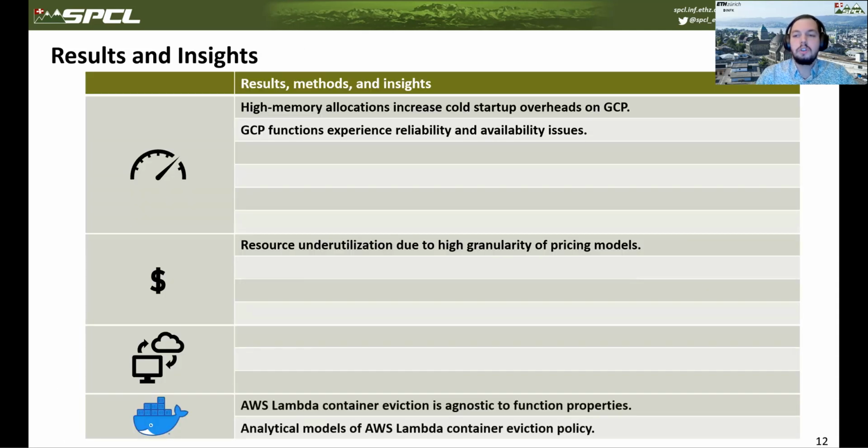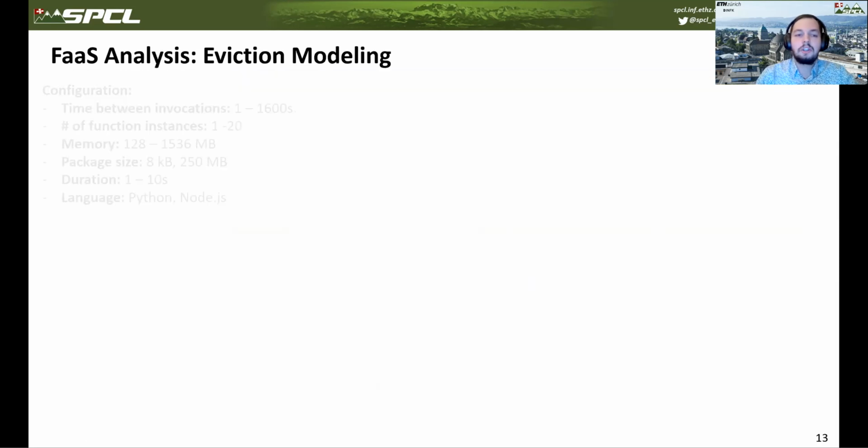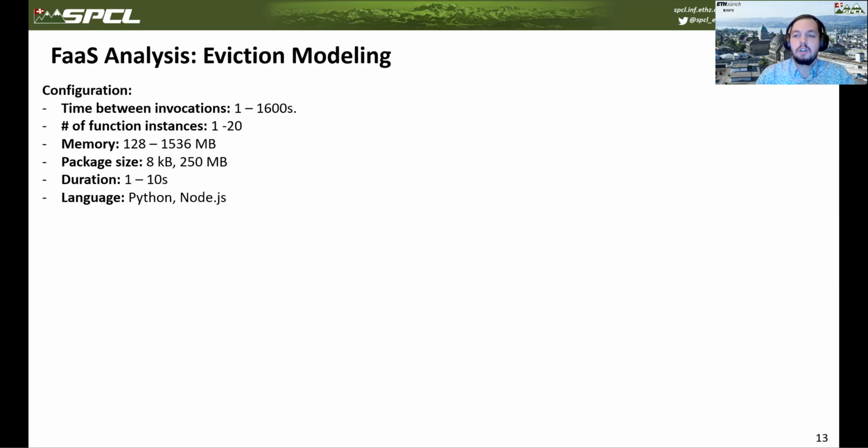As a final result, we discussed the eviction policy of containers of AWS Lambda. And here we simply invoke our functions with a given number of invocations. The invocations are concurrent, so they always hit different containers. Then we wait for a given period of time and invoke functions again and measure how many containers are still warm. And we invoke this on different combinations of parameters: function configuration, memory, language, workers, etc.